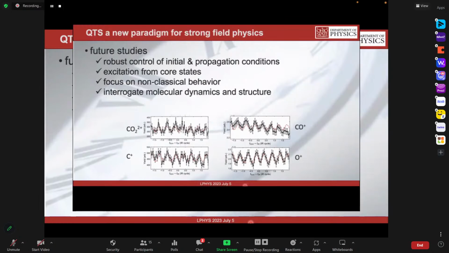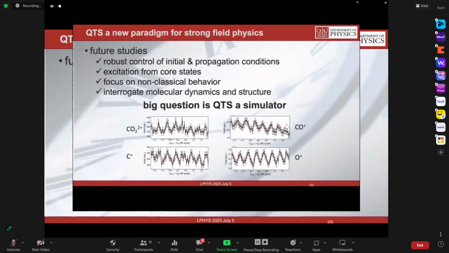What I'm showing you here are lineouts of spectrograms. What you can see is we see the double ionization of carbon dioxide oscillate at 2 omega, but we also see the fragments, the CO, the carbon, and the oxygen ions, all oscillating at 2 omega. Right now, I can't tell you what the phase difference is between these, but we expect that we would learn a lot by analyzing the phase.